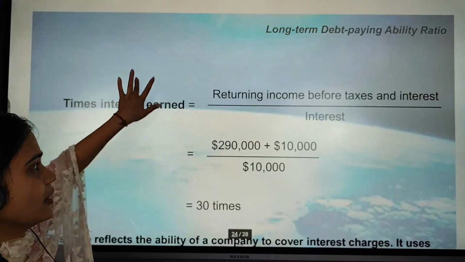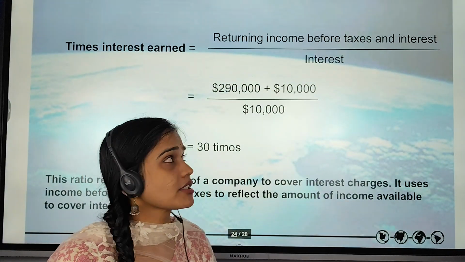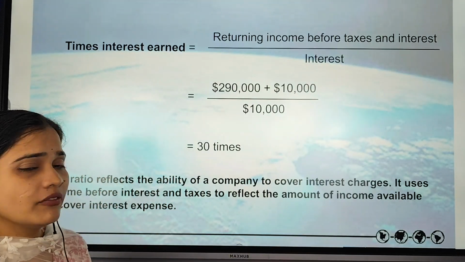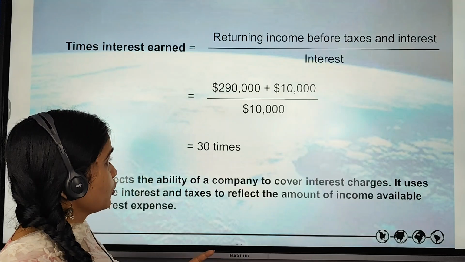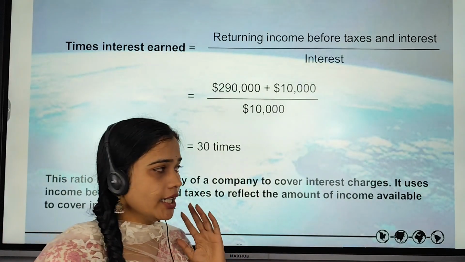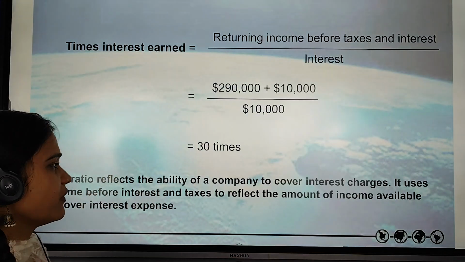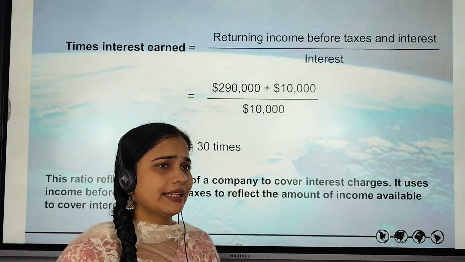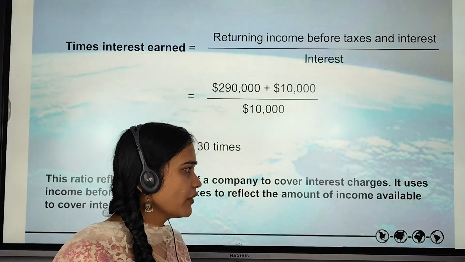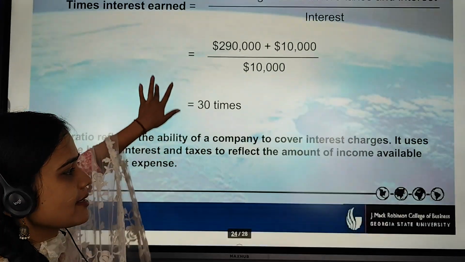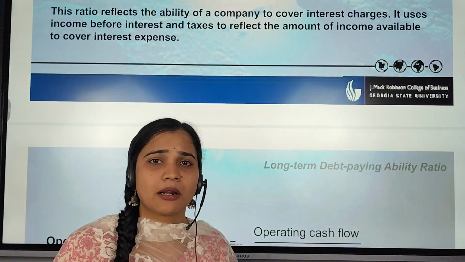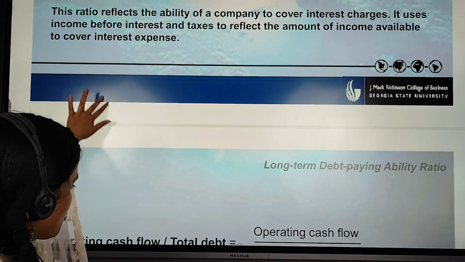Next, times interest earned. The formula for calculating times interest earned is income before tax and interest upon interest. In the question, we have been given the data: 2,90,000 plus 10,000 upon 10,000. The answer we are getting is 30 times. This ratio reflects the company's ability to cover all the interest charges. It uses income before interest and tax to reflect the amount of income available to cover interest expenses. Generally, the company is covering whatever expenses on interest they are paying with the help of this ratio.